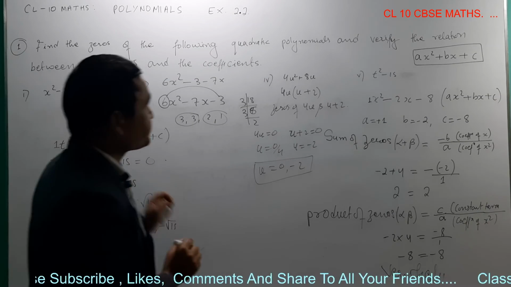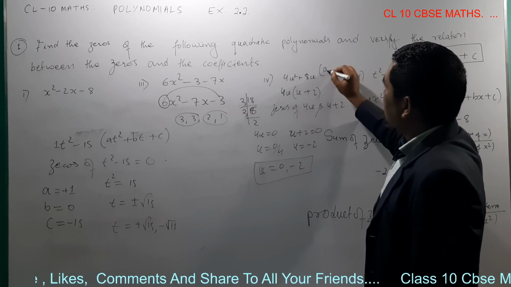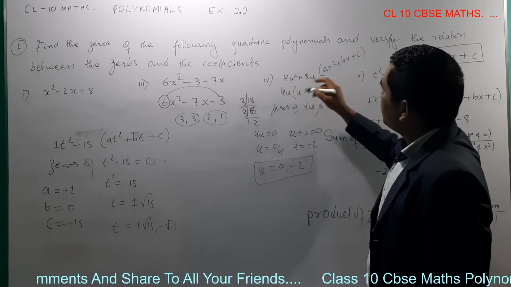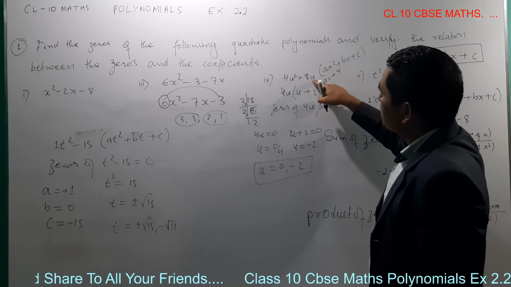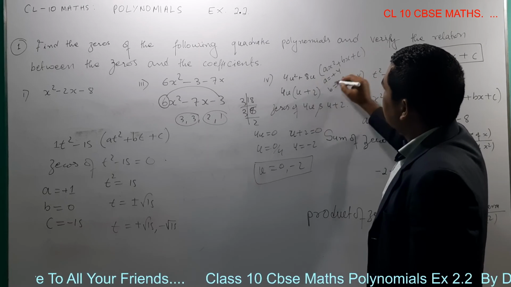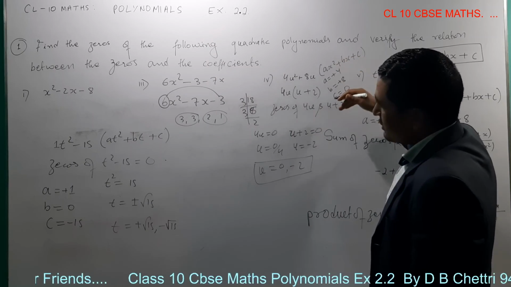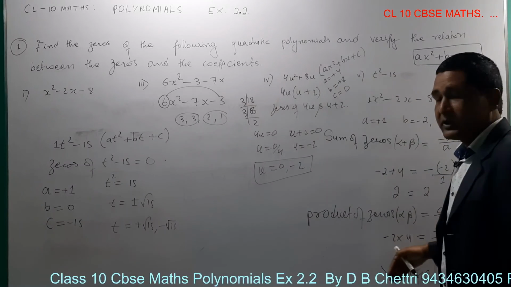In this case, comparing with ax square plus bx plus c, what is the value of a? Plus 4. What is the value of b? Plus 8. There is no constant term, that means c equals 0. After getting the values of a, b, c, please do the verifying part.